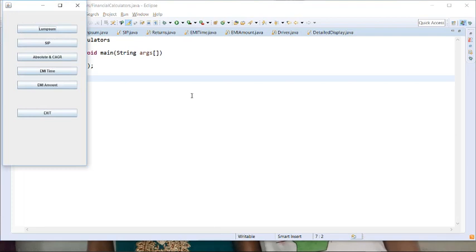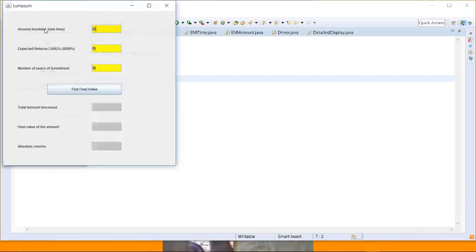When we execute the program, a window of this kind comes up with lump sum, SIP and other options. If you want to close, you can close this with exit. And when we click on lump sum, a window will come up. In this one, we can enter some data like what is the investing amount.